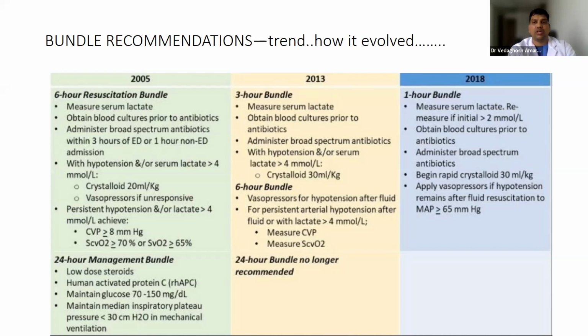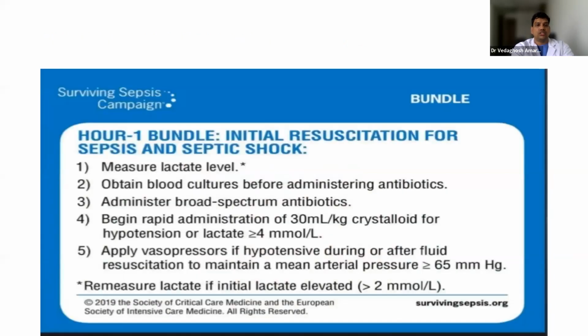the 1-hour bundle. In the 1-hour bundle, they say to measure the lactate levels at baseline and follow up with resuscitation; obtain blood cultures before administering antibiotics and administer broad-spectrum antibiotics as early as possible; begin rapid administration of fluid, 30 ml per kg crystalloid, for hypotension or lactate greater than or equal to 4 millimoles per liter; and apply vasopressors if the patient is hypotensive during or after fluid resuscitation to maintain a mean arterial pressure of 65 millimeters of mercury. So these are the 5 evidence-based practice statements to be done in the 1-hour bundle.